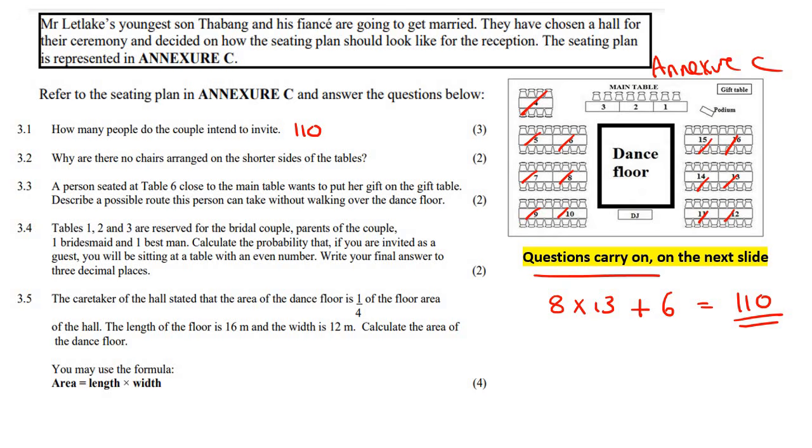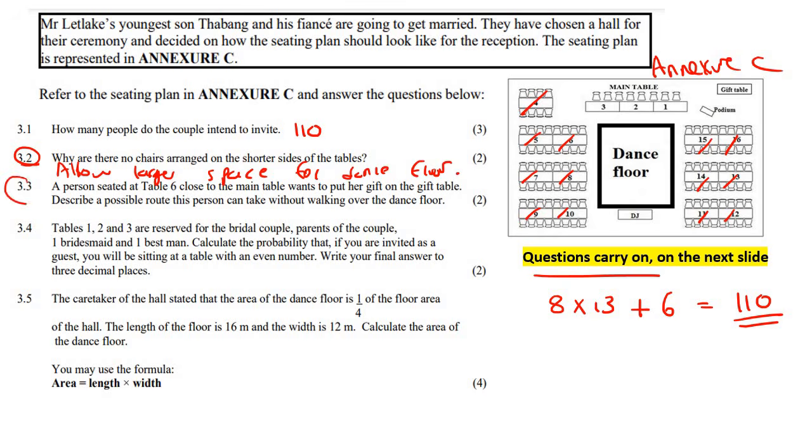It's weird. Okay, why are there no chairs arranged on the shorter sides of the table? Well, this is an open-ended question, but one of them is just to allow for easier movement and to allow a larger space for the dance floor. So you could say something like that. Allow larger space for dance floor.